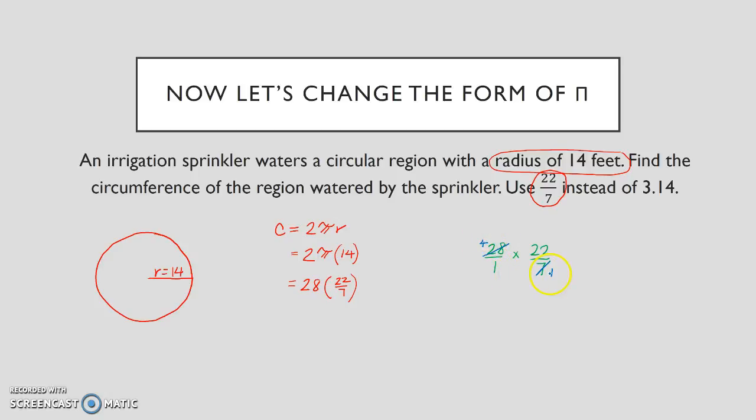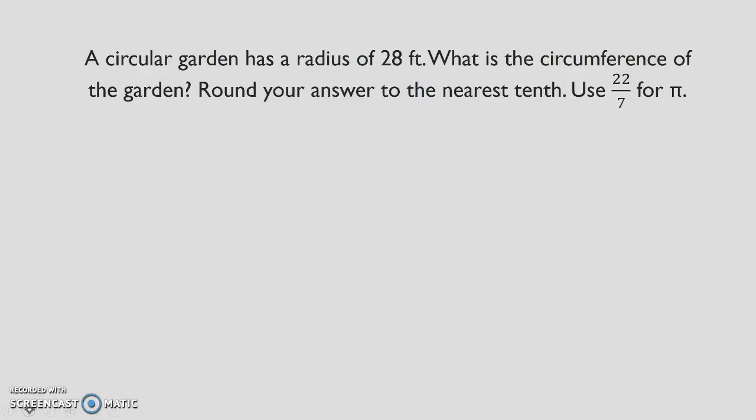So since the denominators are both 1, we don't need to multiply those, we just multiply across the top. So now we have 22 times 4. 2 times 4 is 8. 2 times 4 is 8. So our answer here is 88. So the circumference is 88 feet. So it's actually pretty easy. It's a little bit easier than using 3.14 because you're able to cancel and there are smaller numbers that you're multiplying. You don't have to deal with a decimal. So don't let the fractions scare you.